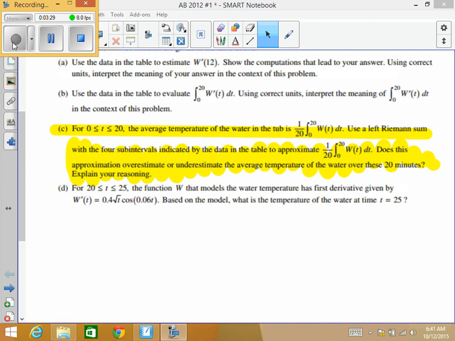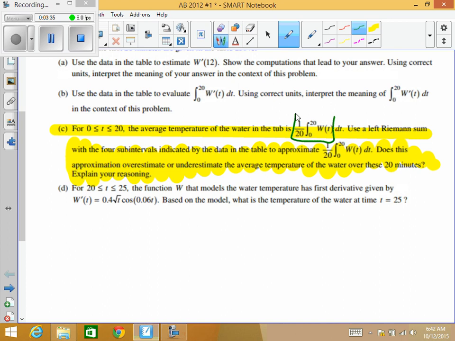Part C tells us that from 0 to 20, the average temperature is given by this integral, which is pretty friendly for them to tell us because we should already know that. It's telling us to use a left Riemann sum with 4 subintervals to approximate that integral. We have to use rectangles because we don't have an equation for this function. So let's go ahead and do that part right now.